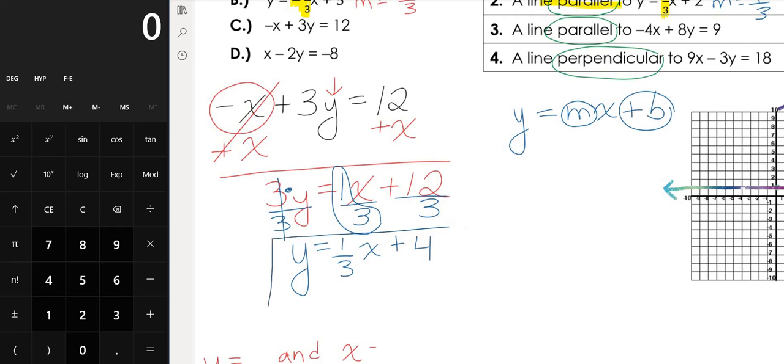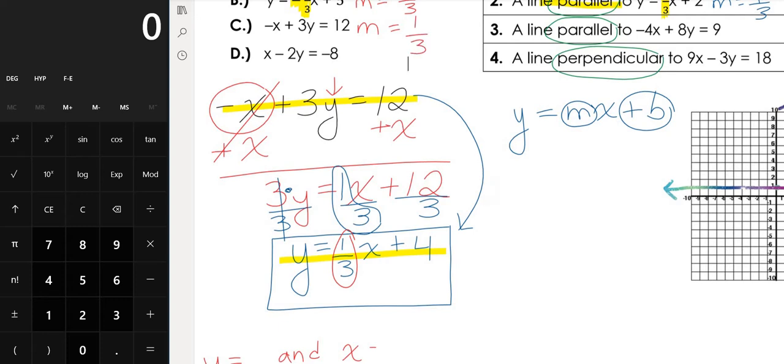This is my linear equation rewritten. Remember, these two things are identical. The original equation we have and the one that's in y equals mx plus b format. They're the same exact line. It's just rewritten in a different way. So now, take a look at this equation. You can tell right away that your slope is 1/3. So I'm going to write down for c that my slope is 1/3.